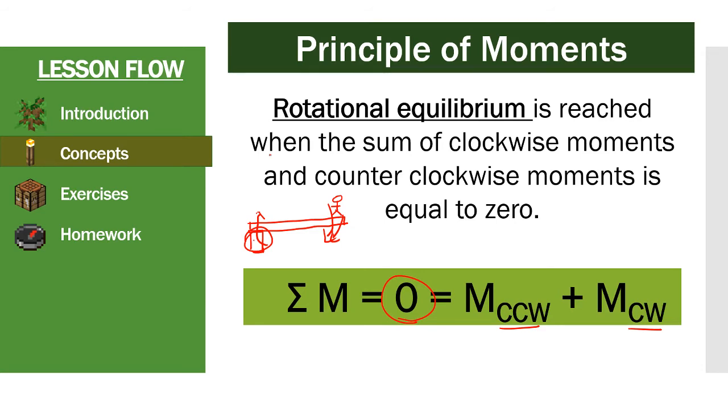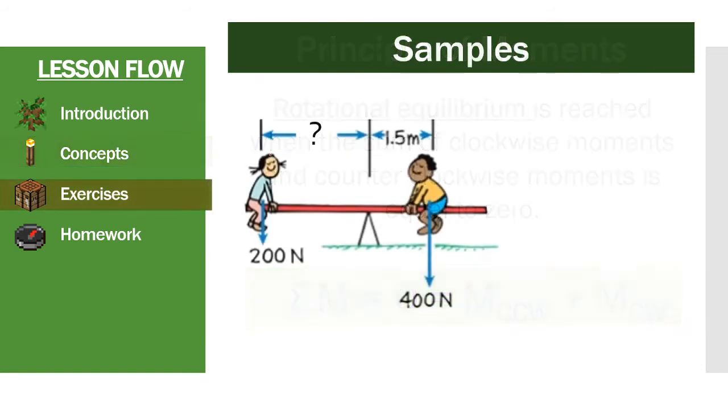Now, here are some example problems. Let's start with a simple one. So let's say we have a 200 Newton child that is seated at an unknown distance from the pivot point, and he or she, I can't really tell, is balanced out by this 400 Newton child seated 1.5 meters away from the pivot point. Now, from inspection, they are not the same mass, they are not the same weight. However, there is a way to still achieve rotational equilibrium, and that is if their moments are equal.